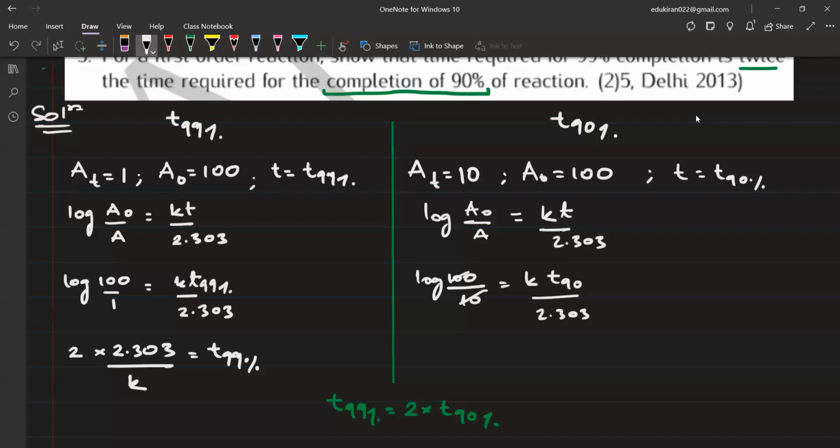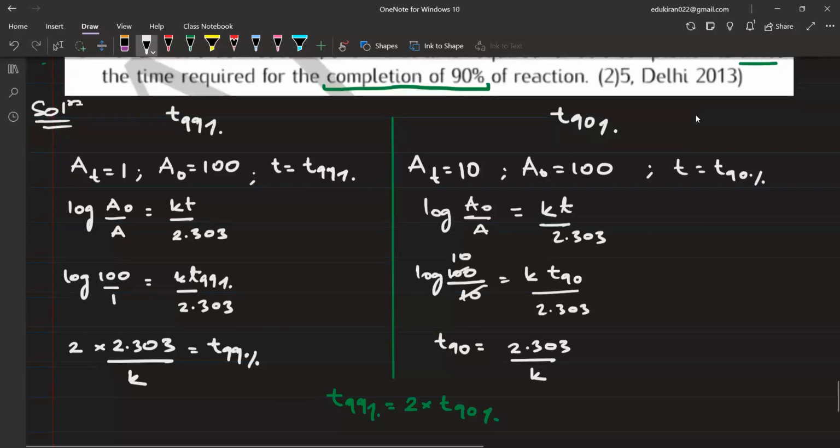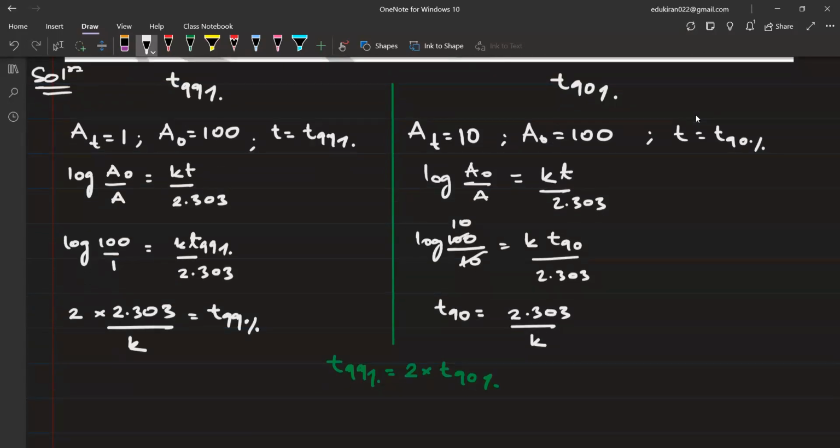Now 10 and 100 will cancel out. You will have log 10. So 10 to the power how much is equal to 10? 1. है ना? 1. T90 आपके पास क्या आ जाएगा? T90 will be equal to 2.303 divided by K. Now, if you look at T99%, you can see this part is what?